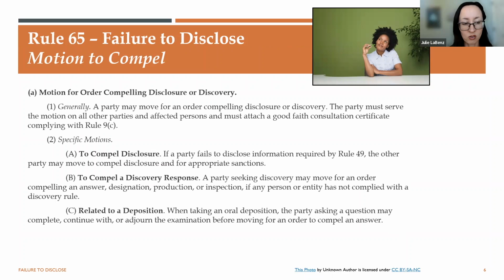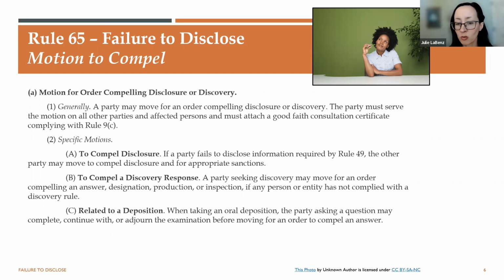There's several types of motions to compel. You can have a motion to compel disclosure. If you're alleging that the other side has failed to disclose information required by Rule 49, then you can file a motion to compel disclosure and seek appropriate sanctions.